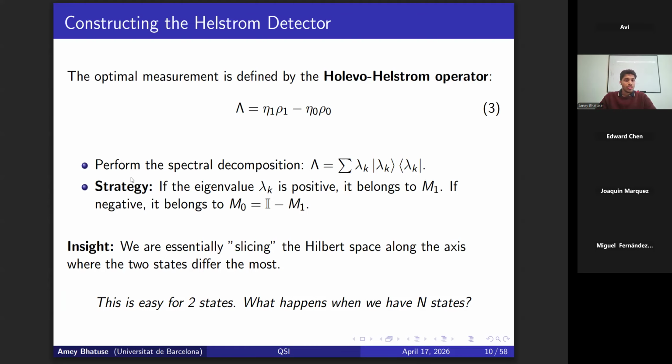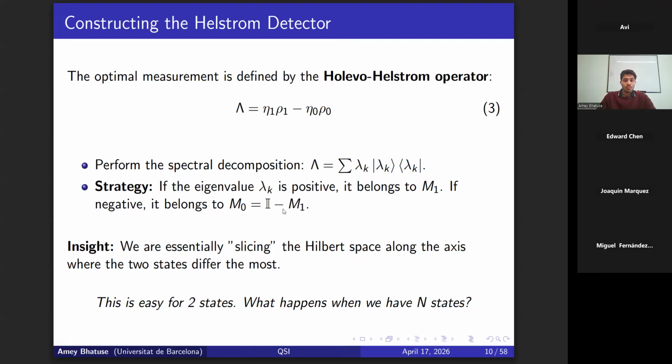So the strategy is we perform the spectral decomposition, and if the eigenvalue of this decomposition is positive, it belongs to the outcome of operator M1, and if it's negative, it belongs to M0. Very easy. The insight behind this is that we are essentially slicing the Hilbert space along the axis where the states differ the most. And so we want to find M0 and M1 where these two states will differ the most. That's all the intuition is.